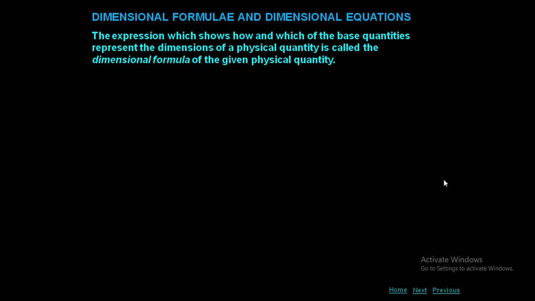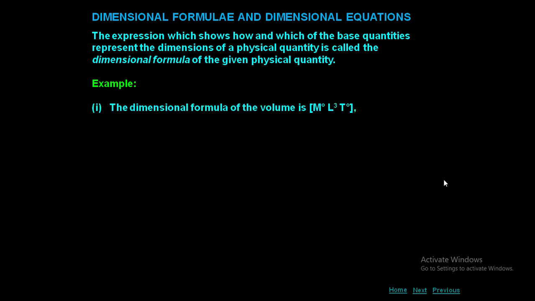Dimensional formulae and dimensional equations. The expression which shows how and which of the base quantities represent the dimension of a physical quantity is called the dimensional formula of the given physical quantity. I repeat, the expression. So dimensional formula means an expression of base quantities. The base quantities should represent the dimension of the physical quantity, and that is called the dimensional formula.